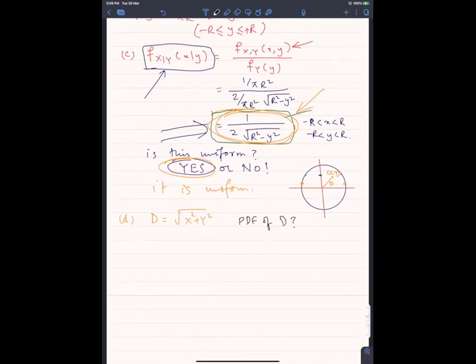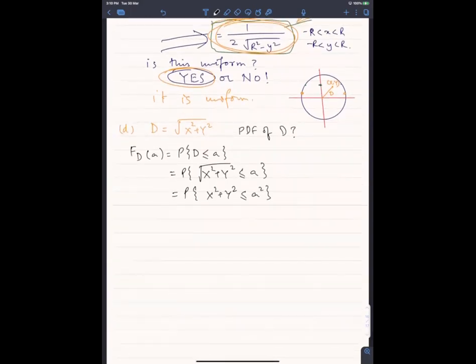So in order to answer that question, the standard procedure is: F_D of a, you could pick any parameter there, would be equal to the probability that D is less than or equal to a, right? This is equal to the probability that the square root of x² + y² is less than or equal to a. This is equal to the probability that x² + y² is less than or equal to a². This is equal to the integral over x, y such that x² + y² is less than or equal to a² of the density function, which is 1/(πr²) dx dy.